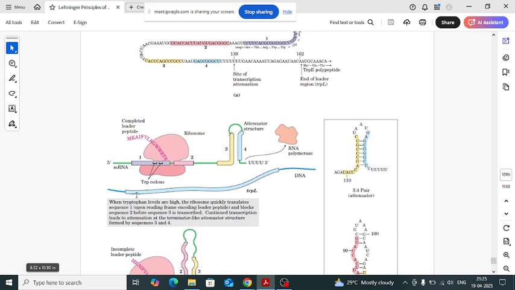So it happens when the tryptophan levels are high, then the ribosome quickly translates sequence 1 and blocks sequence 2, right, before sequence 3 is transcribed. So now when tryptophan is there, as this ORF1 has the TRP codons, the translation is very fast, right? It can quickly translate the ORF1, right, and it will block the ORF2 before sequence 3 is transcribed, right?